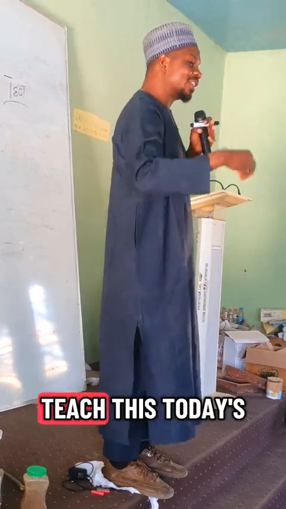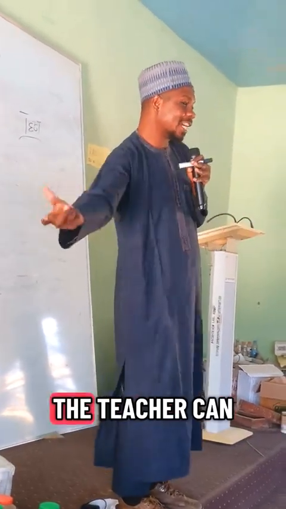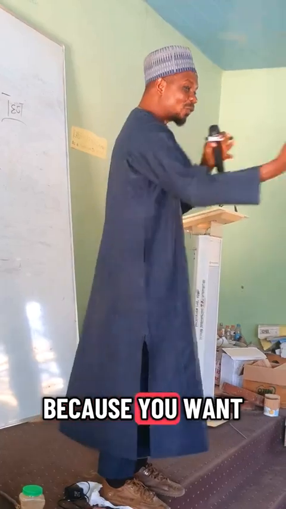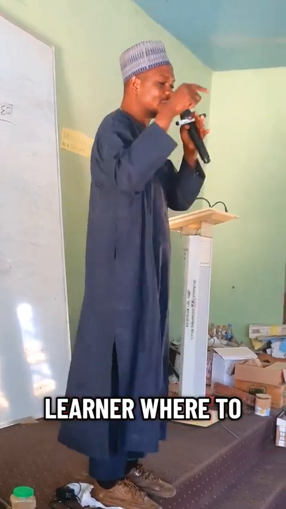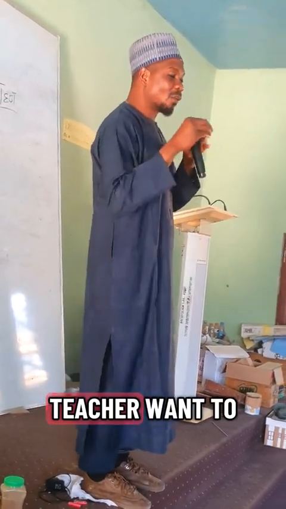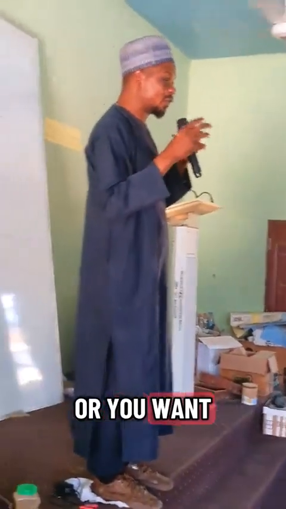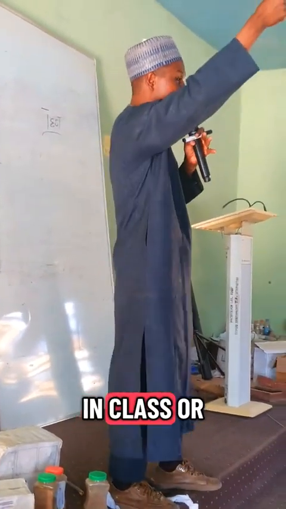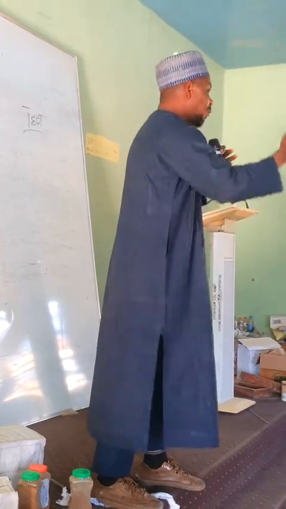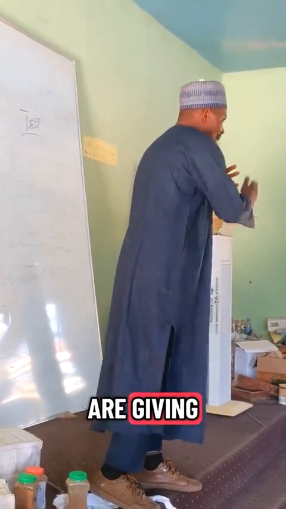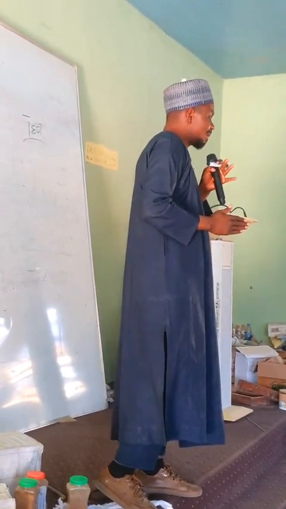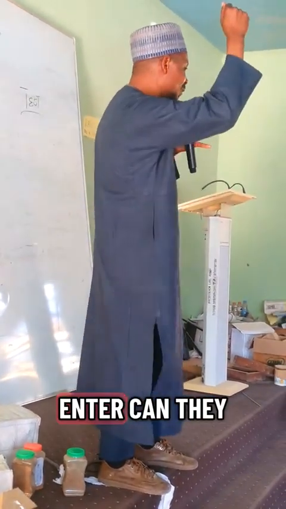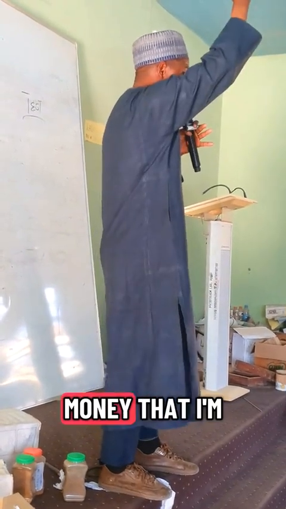And if you want to teach the students the skeleton system, a teacher can enter the class with one part of the bone, because you want to arouse the interest of the learner to the lesson. And if a teacher wants to teach the learners anatomy, or you want to teach them about the lung, you can bring that lung into the class. Or if you want to teach them carbohydrate, what kind of food gives energy in the body? What of yam? A teacher can enter class with the yam. All the mind of the learner is going to where?